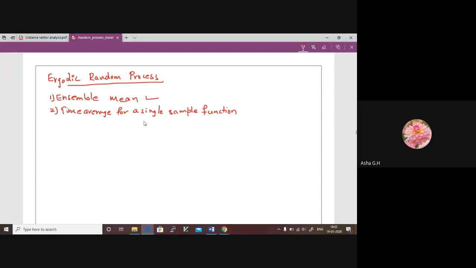We understood, when we discussed the random process, that what we did is we tried to represent all the sample points.